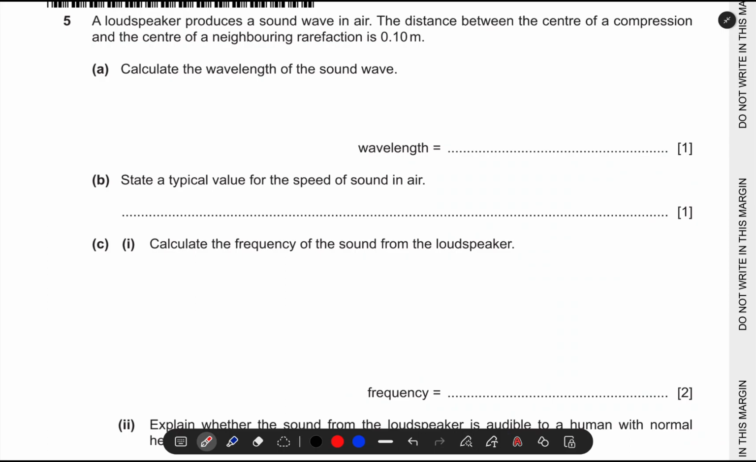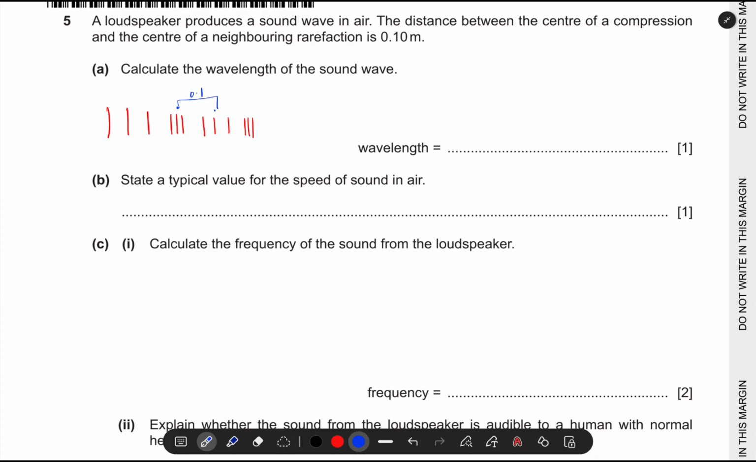Sound waves have rarefactions. At the same time, they have what we call compressions. Rarefactions, compressions. So this is how they move. So they are saying the distance between the center of a compression, so the center of a compression is there, and the neighboring rarefaction, like that, they are saying is 0.1. So from there to there, it is 0.1.